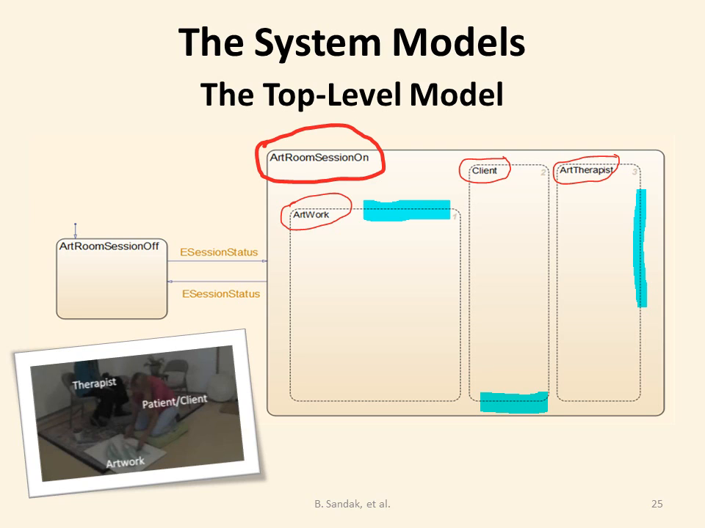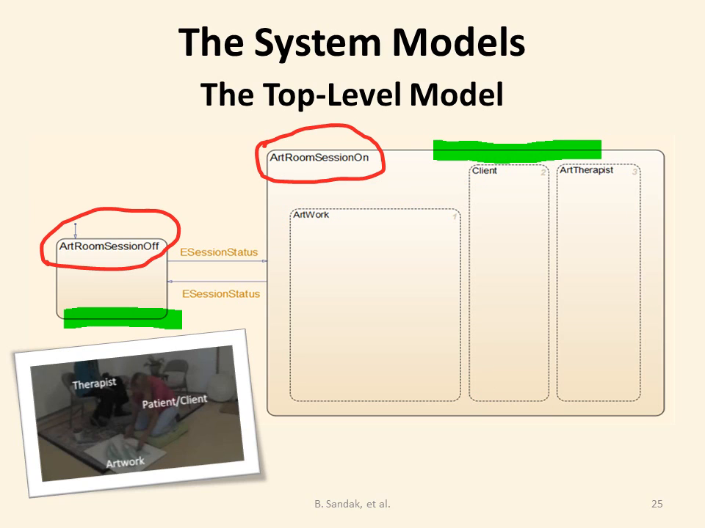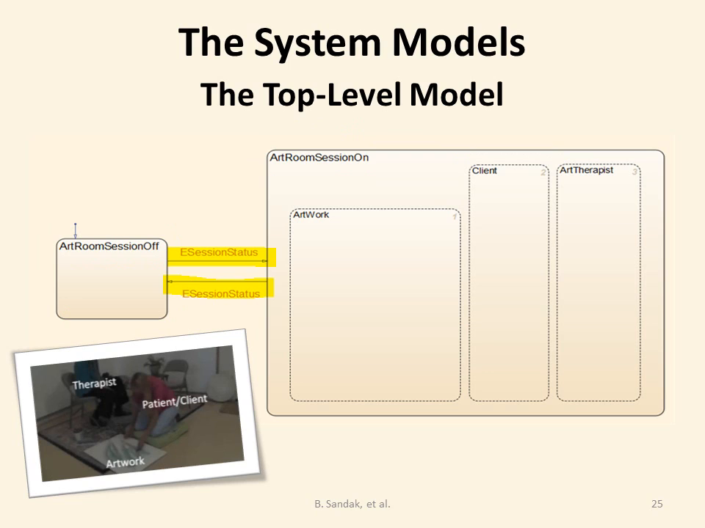The states art room session on and art room session off are represented by solid lines, and are mutually exclusive. The arrows represent the state transitions, and are labeled with events, which are recognized throughout the Statechart model, and cause the transitions. Thus, the event session status toggles between art room session on and art room session off.